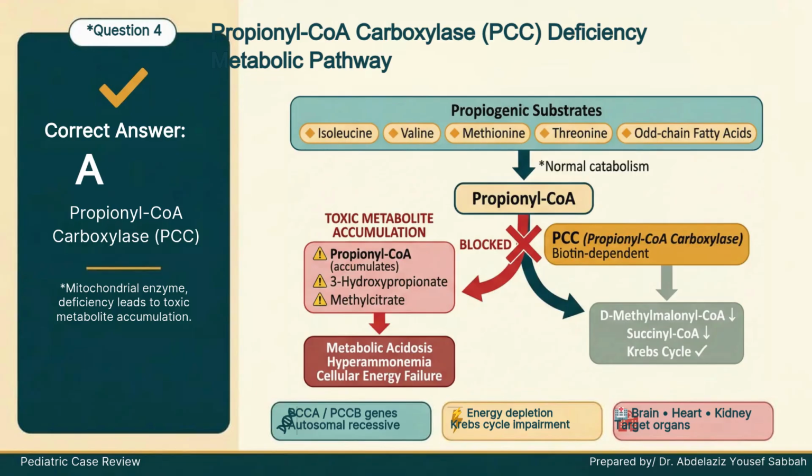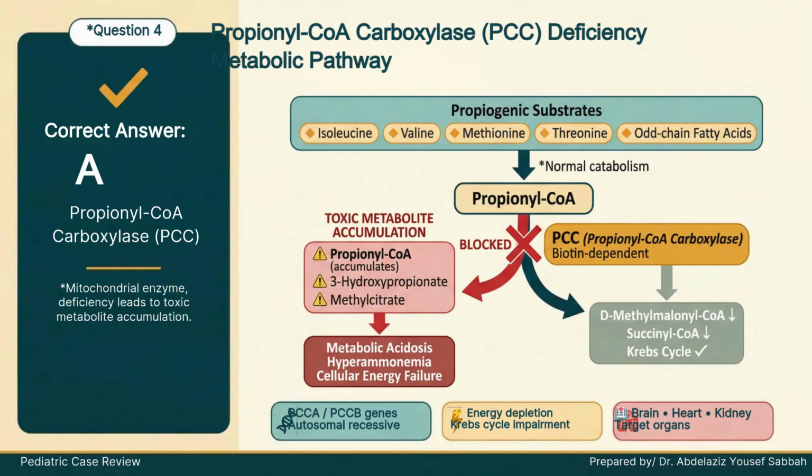This is a mitochondrial enzyme that normally converts propionyl coenzyme A to D-methylmalonyl coenzyme A, which then enters the Krebs cycle as succinyl coenzyme A. The enzyme is biotin-dependent and encoded by 2 genes, PCCA and PCCB, both inherited in an autosomal recessive pattern.